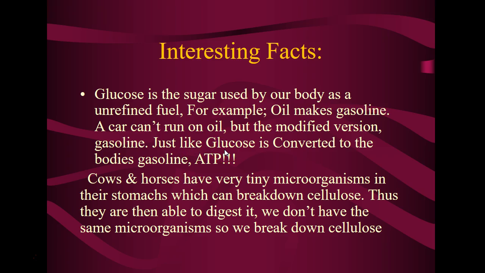What I mentioned earlier about cellulose: cows and horses can digest cellulose, the stuff found in plants, because they have tiny little microorganisms that live in their stomach, and those are the things that actually break down the cellulose. Without those tiny microorganisms, the cows and the horses couldn't break down that stuff either, but they have those living in their guts, so they break it down for them. We don't have those same microorganisms living in our guts. That's the reason that we can't break down cellulose.